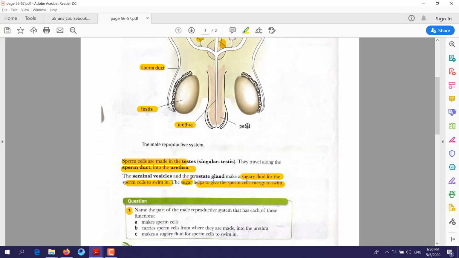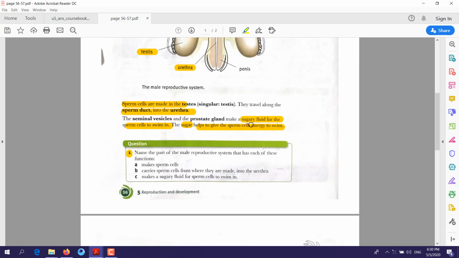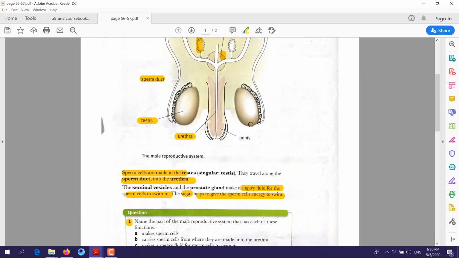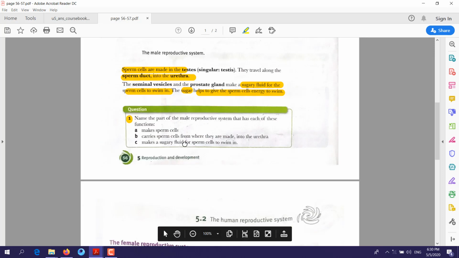That was everything for the male reproductive system. As I mentioned before, you need to know all the organs, all the parts, and their functions.